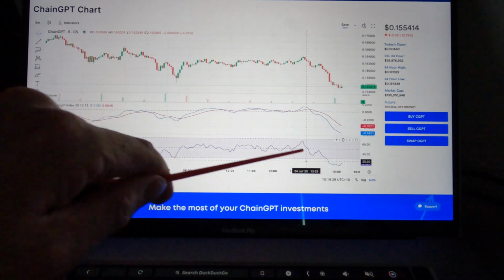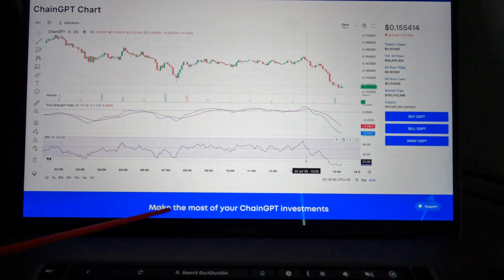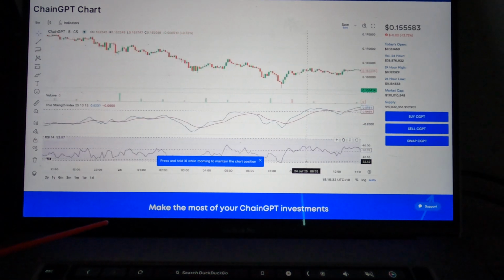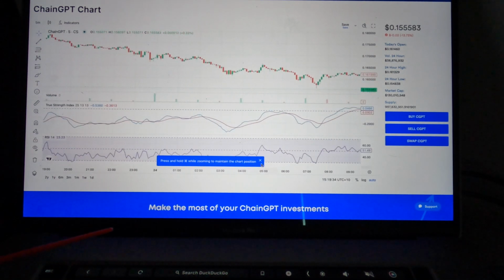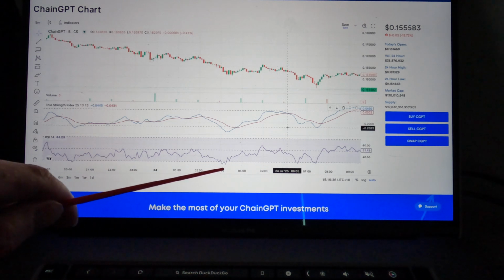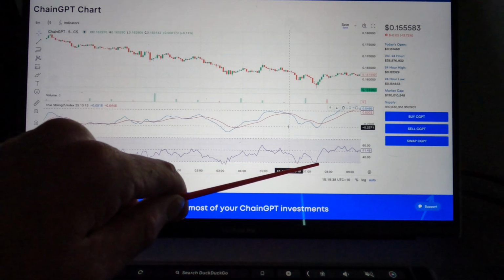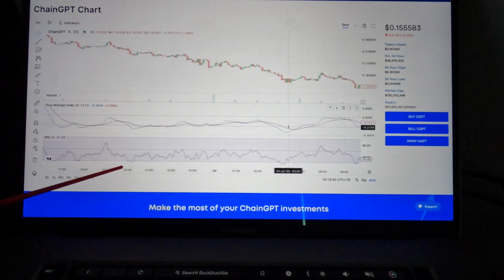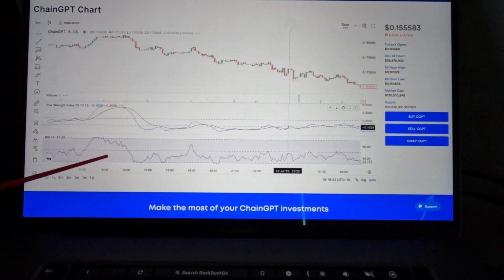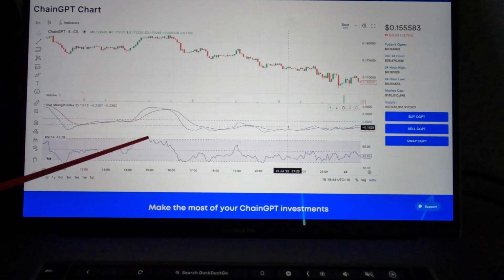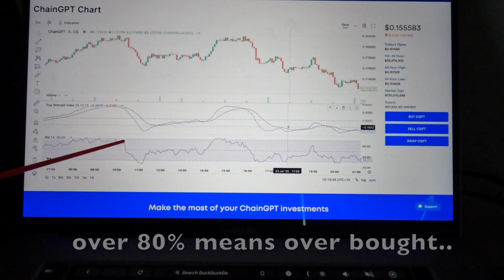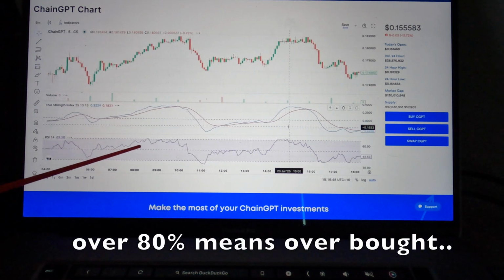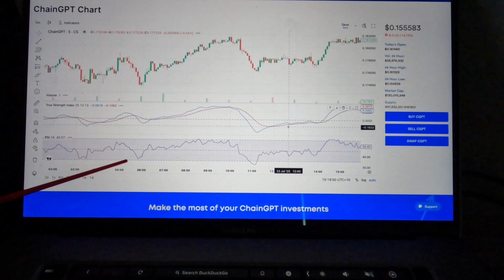And staying down here, see how low this has become? If you go back through the course of time, you see it never really falls much below that line before it comes back up. Okay, there, and same with it coming over 80%. If it comes up over 80%, you know the change is coming and it might be coming down.